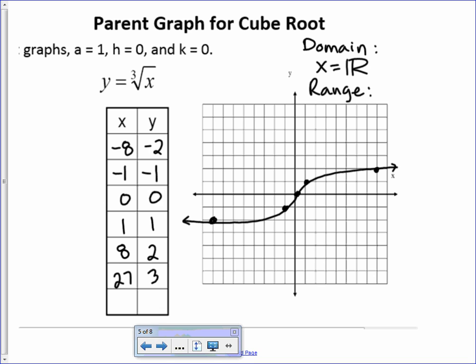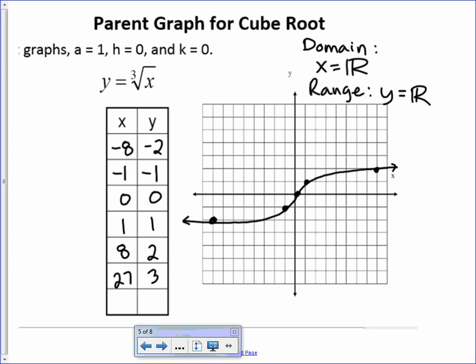What about range? Is there a highest point or a lowest point to this graph? I don't think so. This side on the right is really going up forever. It takes a while for it to get up, right? But it's always going up. And this side is always going down. So if one side's going up and I'm connected and the other side's going down, I'm eventually going to hit everything, right? All the numbers. So the range for a cube root is always all real numbers.